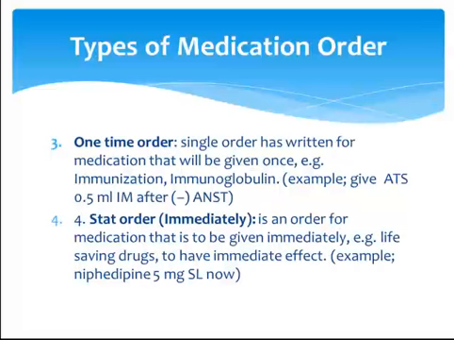Another type of medication order is one-time order. It is a single order written for medication that will be given once. An example of this is medication for immunization or immunoglobulin, like giving ATS 0.5 ml intramuscularly after a negative skin testing.